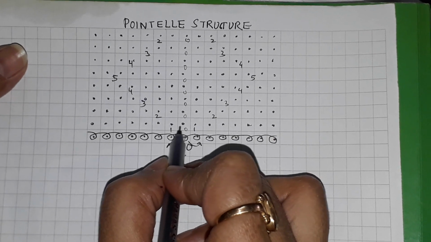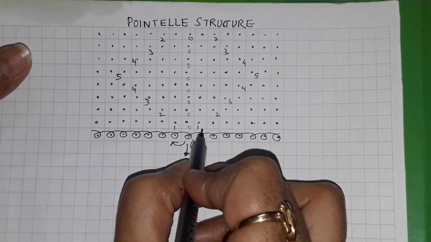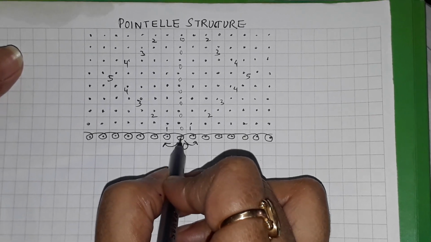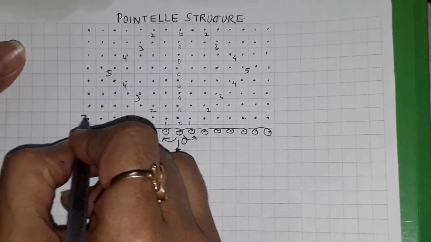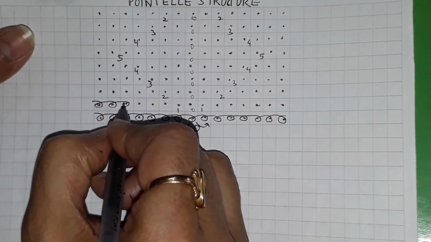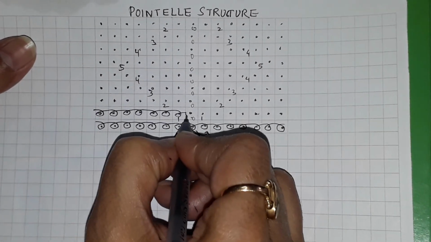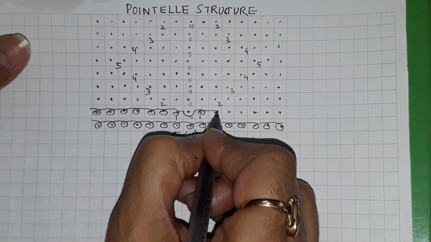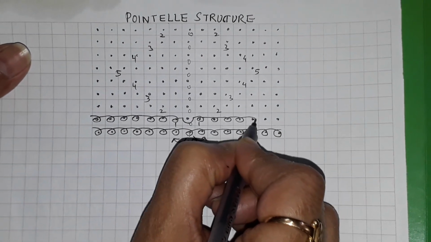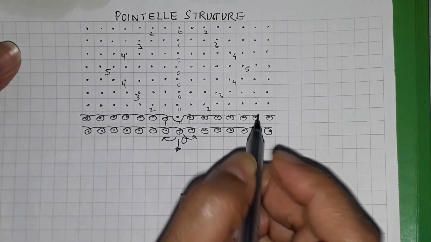But actually a pointelle structure is not about a tuck stitch. It is only about emptying a needle. Let's see how you go about it. So it just receives a yarn and makes a hole. Let's see the next course.